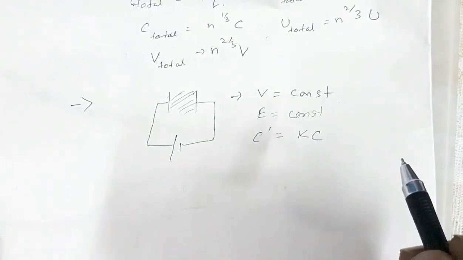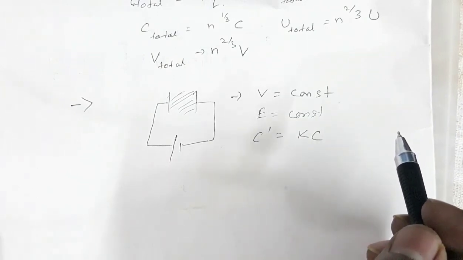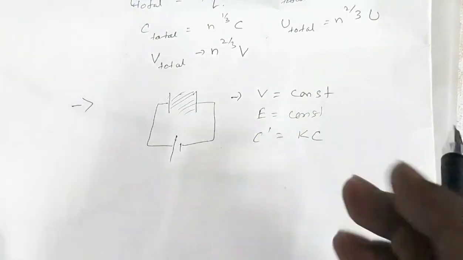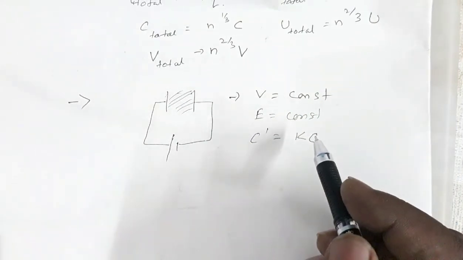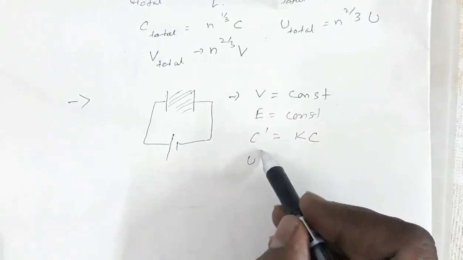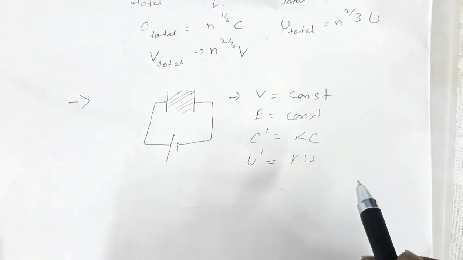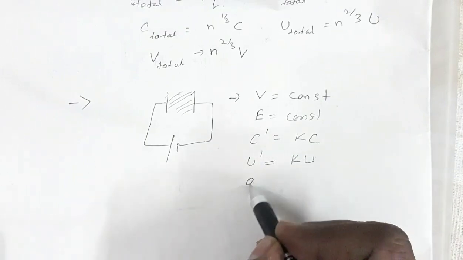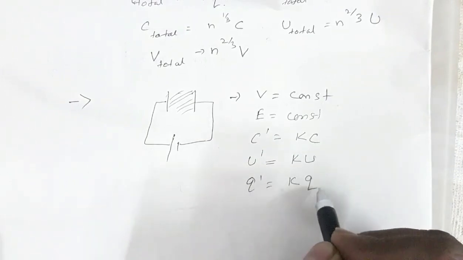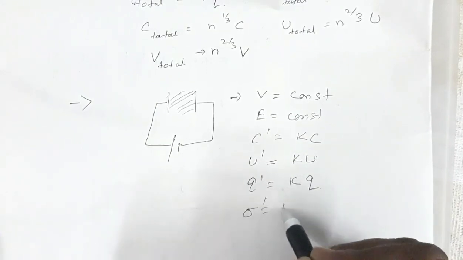Why K times? Because capacity is independent of charge, it is independent of applied potential, it depends on the nature of material. So after the introduction of this dielectric, the capacity will increase K times. Since the capacity has increased K times, the potential energy will also be increased K times. So it is KU. And similarly, the new charge will be K times the initial charge. And since charge has increased, similarly the surface charge density will be K times the initial surface charge density.